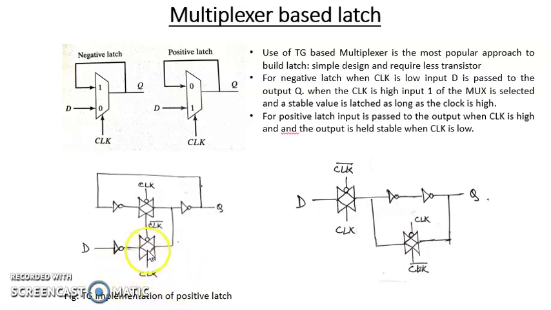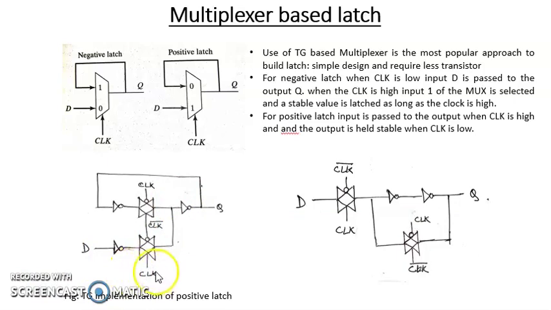When the clock signal is high, the lower TG will remain on and this will remain off. So that means the feedback loop will remain open because this transistor is off. And since this TG is on, the input D will be passed to the output. So the latch is set to be in transparent mode where the input is passed to the output.